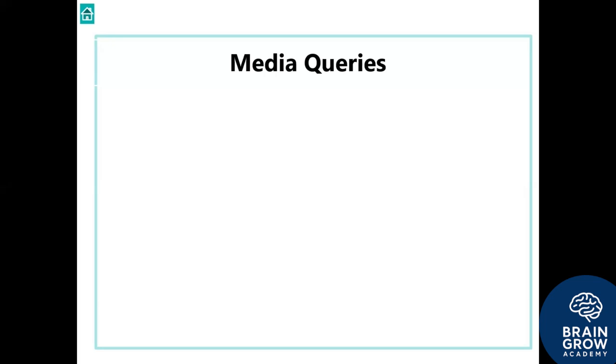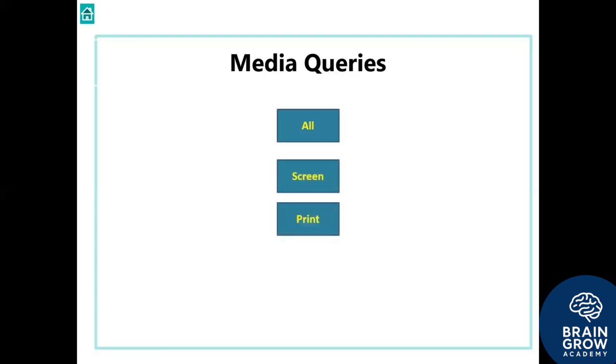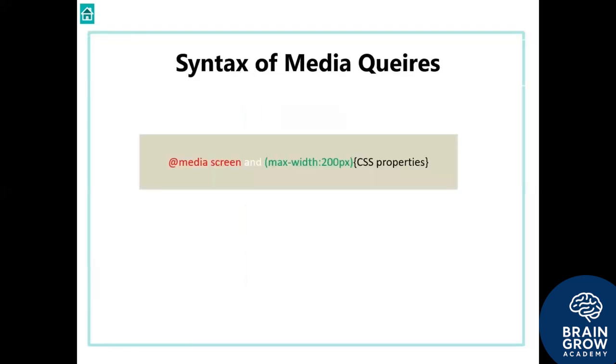Alright, so here we have a few properties like all, screen, print, and speech. And the most commonly used is the screen. Let's have a look at the syntax. So first we write @media screen. Then I open the brackets and write max or min width. Then we'll write the breakpoint like 200 pixels depending on the screen size. After that we'll open the brackets again and we write all the CSS properties inside.